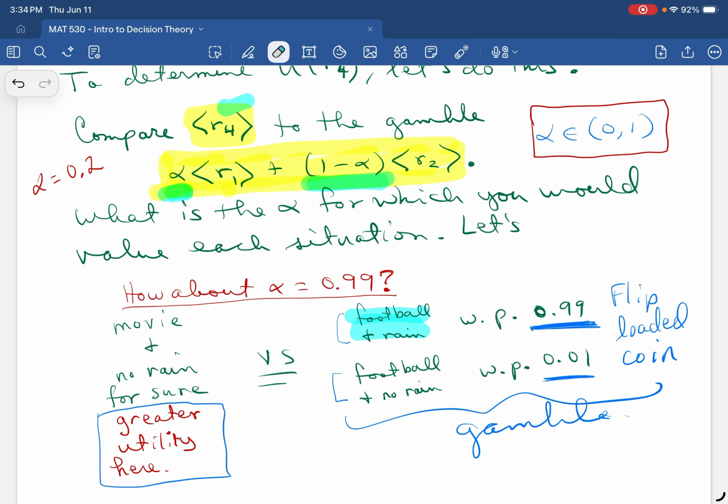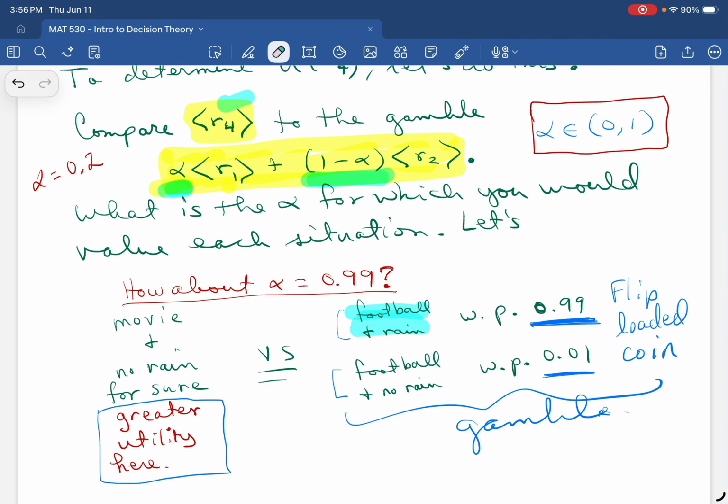So here in my notes, I posed the question, what about alpha equal 0.99? Well, if alpha is 0.99, that would mean there's a 99% chance that you go to the football game and it rains, as opposed to a 1% chance that you go to the football game and it doesn't rain. That would be terrible. And I think any reasonable person would say that there is more utility in the reward where you go to the movie and it does not rain for sure.